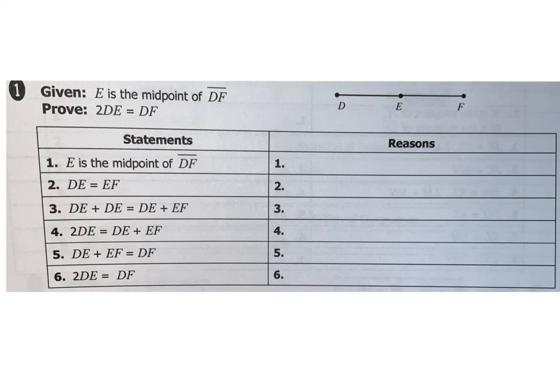That's how your proofs will always start out. They give you something, you write it down as your first statement, and you tell me the reason you can give me that is because they gave it to you. So your reason here is just given. With something like this, you want to look at the information they gave you. They gave you this term midpoint. Anytime they give you a term like midpoint, you are likely going to start with the given statement and then move to something that has to do with the word midpoint.